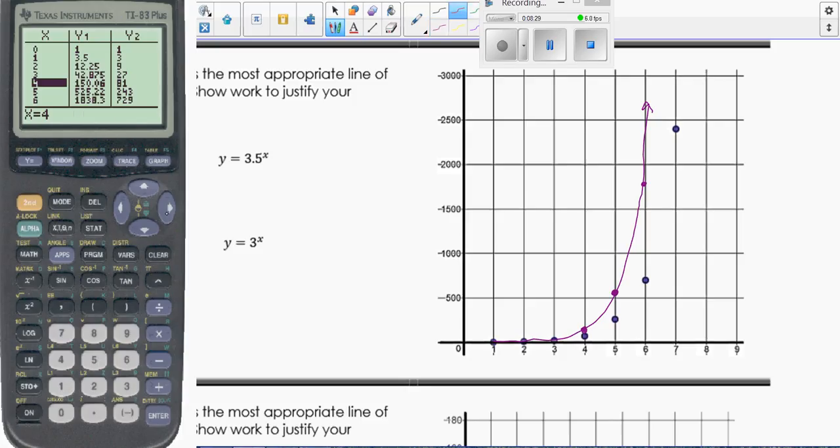The other one at 4 is at 81, so we know it's below. And then at 5, we're at 243, so it's somewhere about there. At 6, we're at 729, so about there. So you can see that this one's actually going to follow our data better, which means this is our better equation, and we're going to say follows the data better. So even though they look like very similar equations, 3 to the x is definitely a better fit for the data.